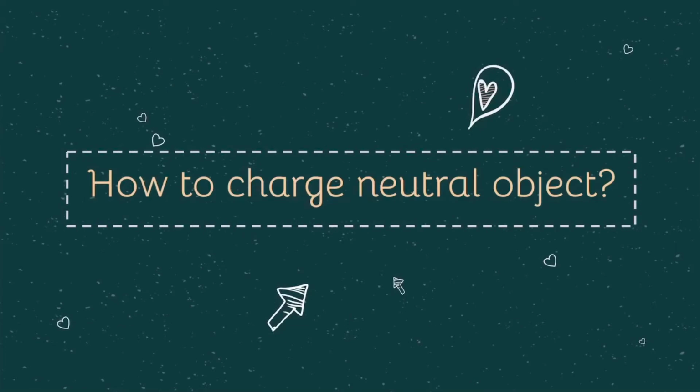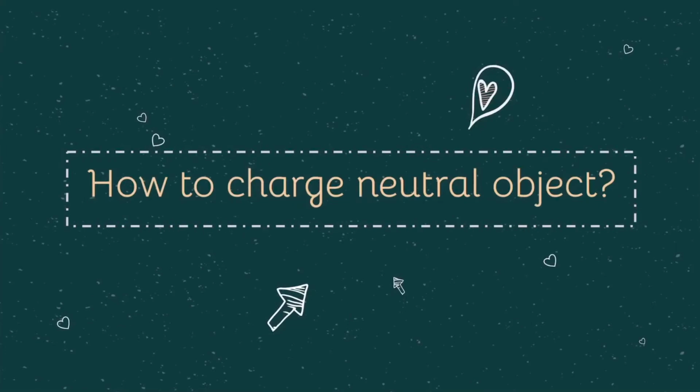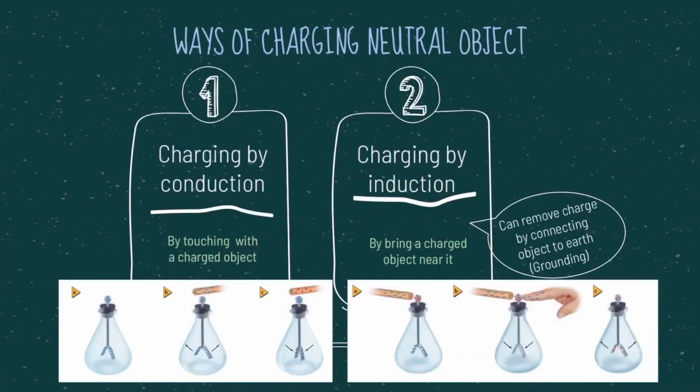How to charge a neutral object? There are two ways. The first one is charging by conduction, which is touching it with a charged object. And the other one is charging by induction, which is bringing a charged object near it. And in this process, we can remove the excess charge by connecting an object to Earth, which is called grounding.